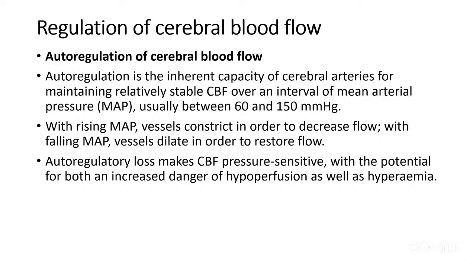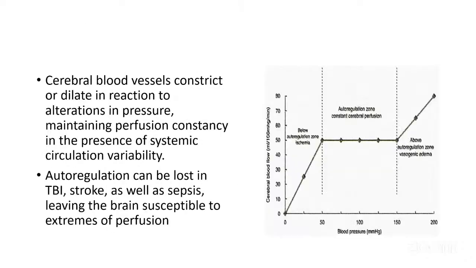With rising of MAP, vessels constrict in order to decrease flow. With falling of MAP, vessels dilate in order to restore the flow. So loss of this autoregulation makes cerebral blood flow pressure sensitive, with potential for both increased danger of hypoperfusion in low pressure as well as hyperemia when the pressure is high. So cerebral blood vessels constrict or dilate in reaction to the alteration in the pressure, maintaining perfusion constancy in the presence of systemic circulation variability.